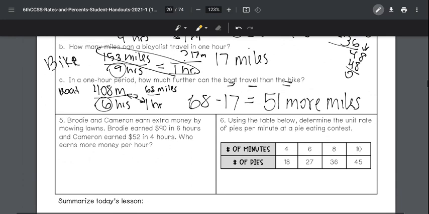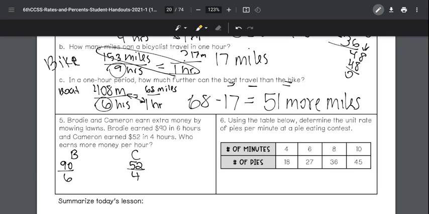Two more problems. Number 5, Brody and Cameron earn extra money by mowing lawns. Brody earns $90 for 6 hours of work. Cameron earns $52 for 4 hours of work. Who earns more money per hour? Okay, so we have money per hour. I need to figure out if I had 1 hour, how much money Brody is going to make. So cross multiply and divide.